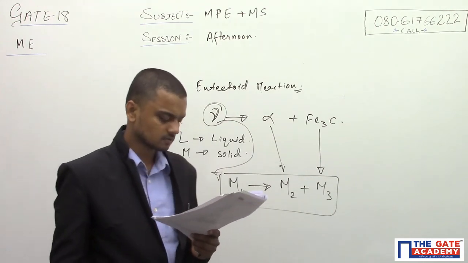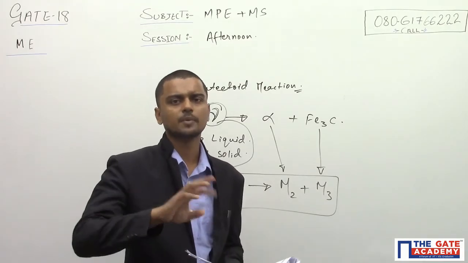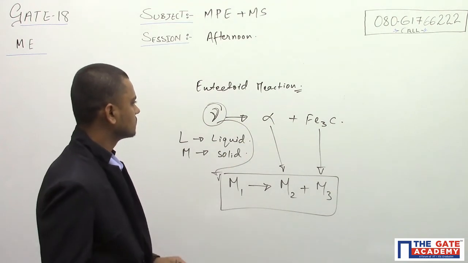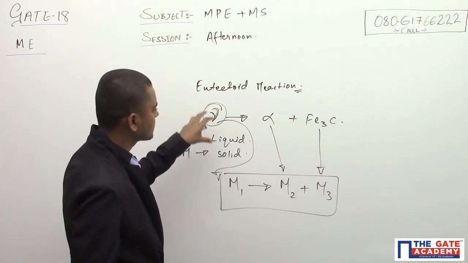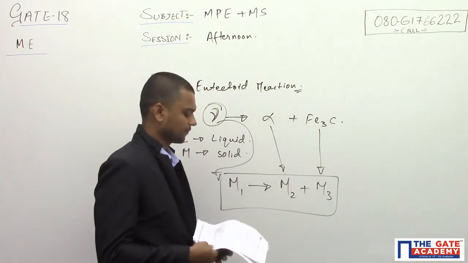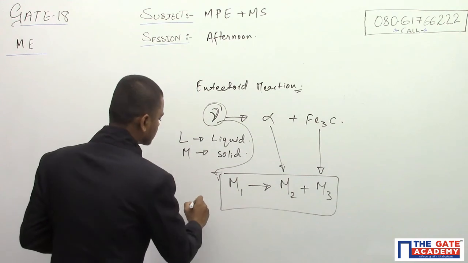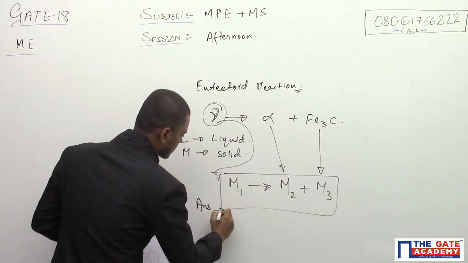So the correct option is option A. Here one solid gets transformed into two other solids. So in the iron-carbon equilibrium diagram, it is austenite which gets transformed into ferrite plus cementite. So the answer will be A.